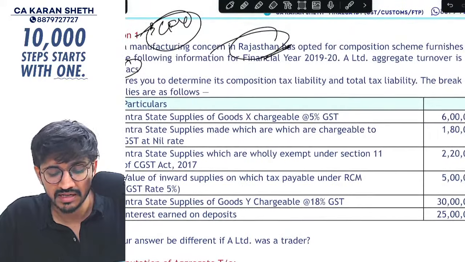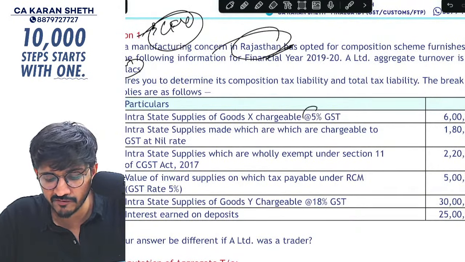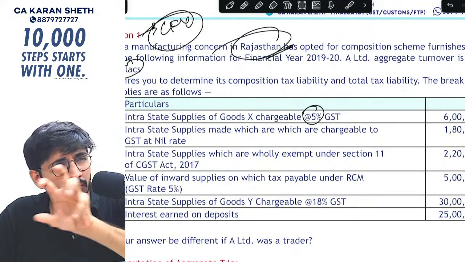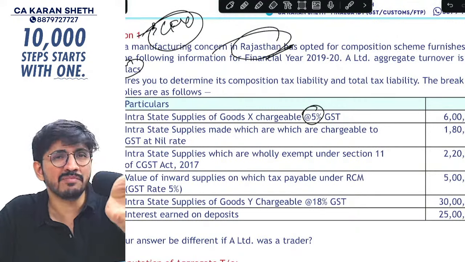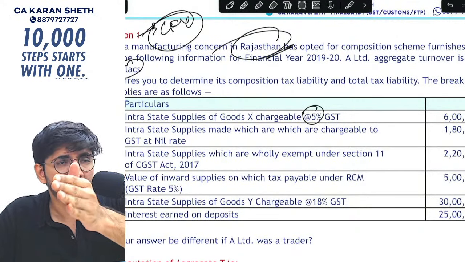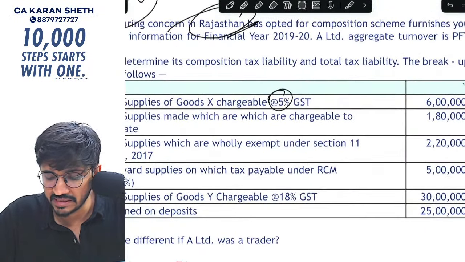Now, intrastate supply of goods X chargeable at 5% GST. Now, don't get confused because of 5%. It only means that it's taxable supplies, and it would have been taxable at 5% if you were in the normal scheme. That's all it means. So 6 lakhs. Take that into account.